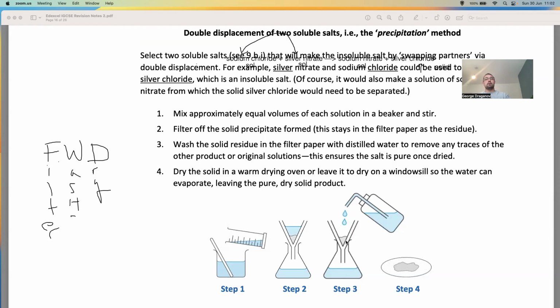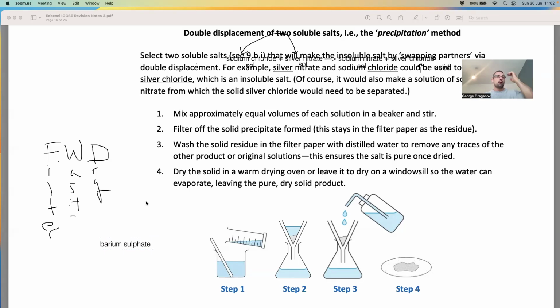Dry the solid in a drying oven or on the windowsill, or pat it dry with a paper towel. And you have your answer. So mix, filter, wash, dry. It's actually not a difficult method, but it involves you selecting the right salts. So let's make up one more that we want to make. Say we want to make barium sulfate, which is insoluble.